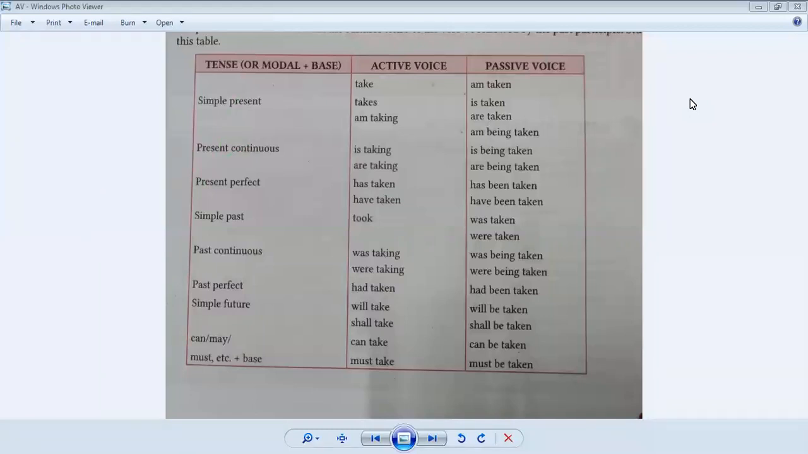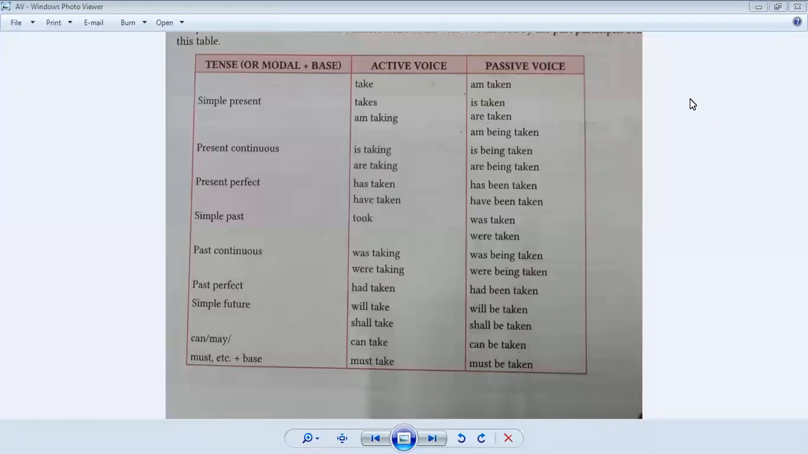So identifying the voice, that is one possibility, and the other is converting from active to passive or passive to active. So these are the possibilities. Obviously you will have options, but again, to choose the correct option you should know the rules for changing from active to passive voice. You can see here there are three columns. The first column is about the tense, the second one is the active voice verb structure, or the form of the verb in active voice, and the third column shows the form of the verb in passive voice.